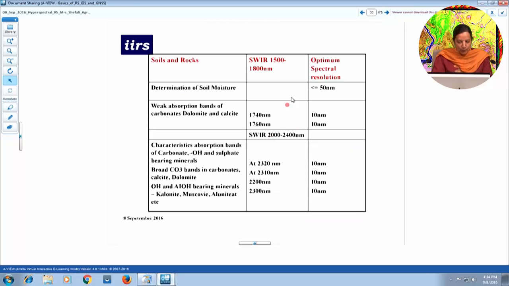In the short wave infrared region, again for different applications of soil moisture, for mineral identification, for different mineral carbonates, sulfates, all these features, an optimum of 10 nanometers is what is required for proper utilization of hyperspectral data sets for identification of these features.